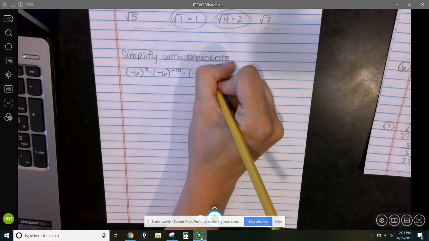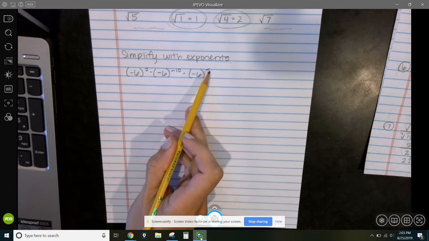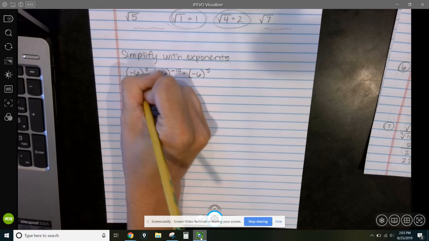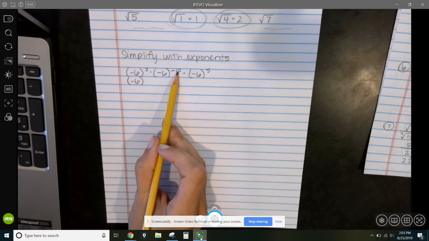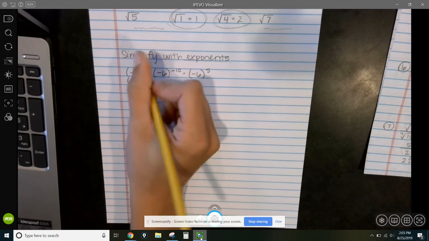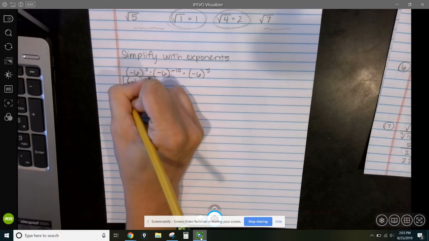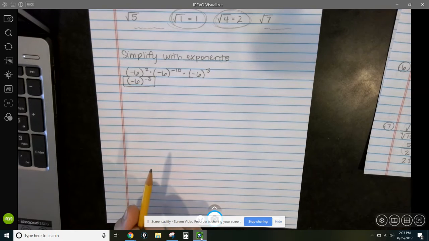to the 5th. So since we have the same base, we can just add these exponents. That's one of the first exponent rules that we learned. So I'm going to keep the same base of -6, and I just need to add the exponents. 2 plus -10 is -8. -8 plus 5 is -3. So this is my simplified answer, or this is what they want you to write, the simplified answer of this longer problem. So I kept the exponents in there.